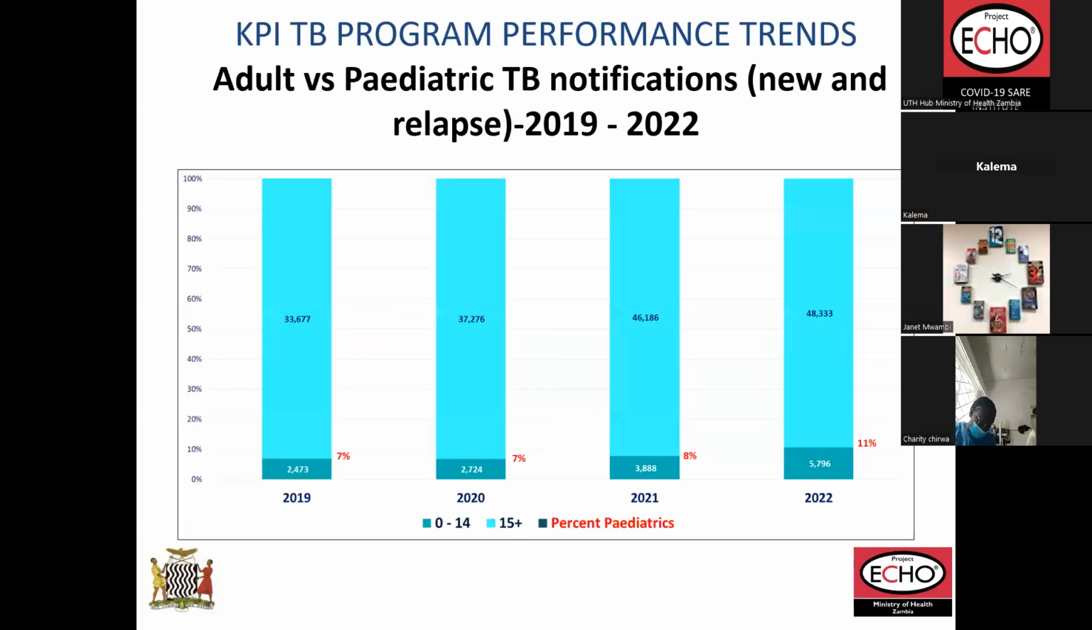We look at pediatric notifications over the years. I think we are hovering around 7–8%. In 2022, we notified about 11% of all the cases that we had notified were actually pediatric. This is a key vulnerable population that we are always tracking as a program. And as of 2023, we've sustained this 11% as a figure as well, as a proportion as well.